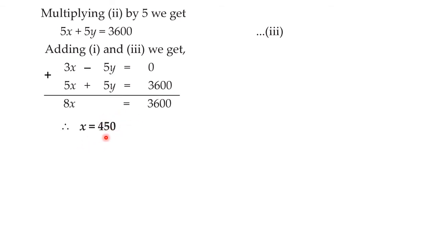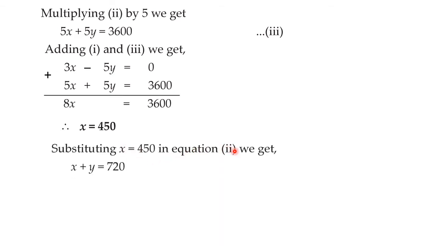So the value of x we got as what? 450. Now this value we can substitute in any one equation, either equation number 1 or equation number 2. But what you will find is equation number 2 is more simple. x plus y is equal to 720, as you have seen. So always choose the simpler equation. So this value of x we will substitute in equation 2.